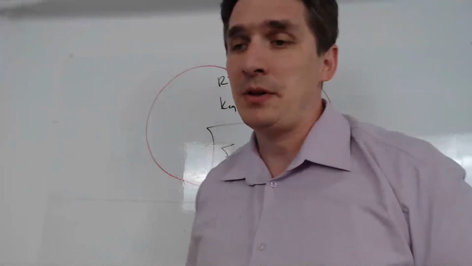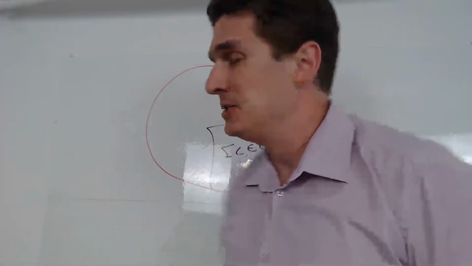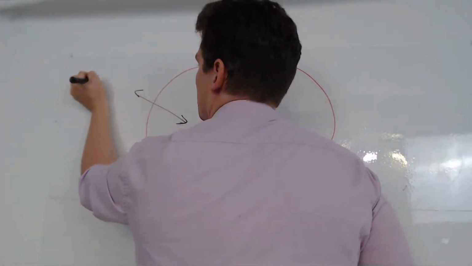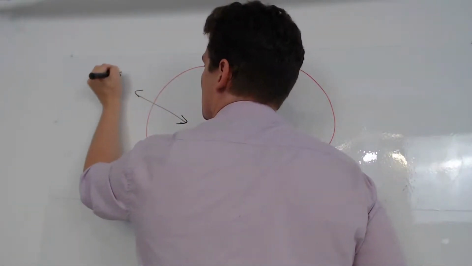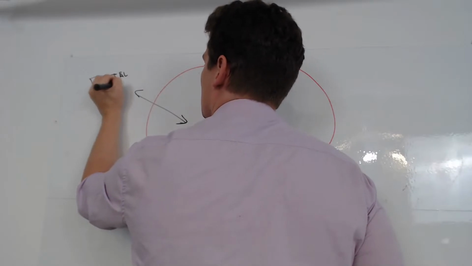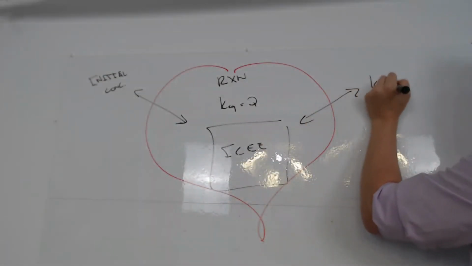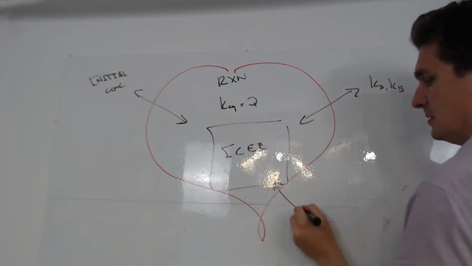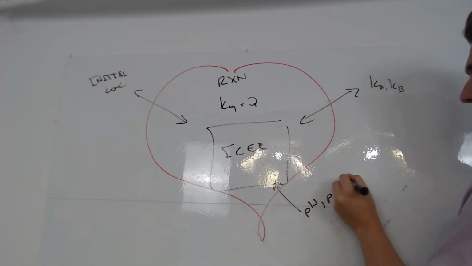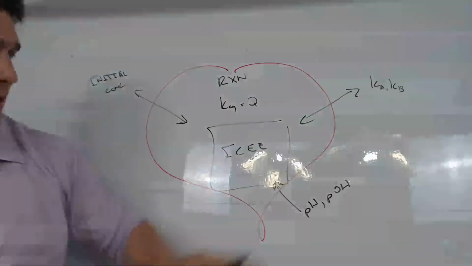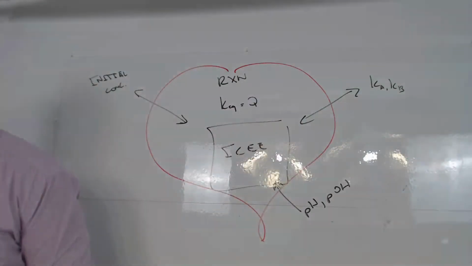The only thing that really makes these problems challenging is finding initial concentrations, finding Ka or Kb, or finding pH or pOH. So every single one of these is going to go through an ICE table.